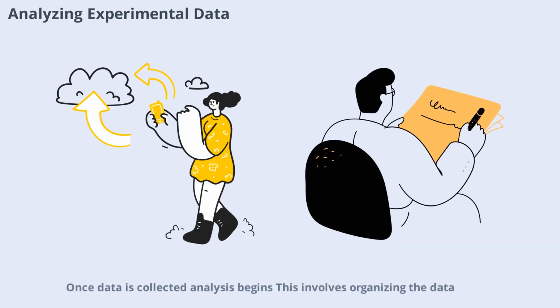Once data is collected, analysis begins. This involves organizing the data, performing statistical tests, and interpreting the results. The goal is to determine whether the findings support the original hypothesis. Data analysis can reveal patterns, trends, and relationships between variables. Using appropriate statistical methods is crucial for drawing valid conclusions. In the next scene, we'll look at how to report and present your experimental findings.